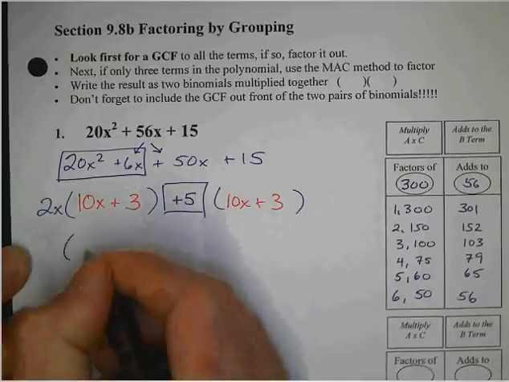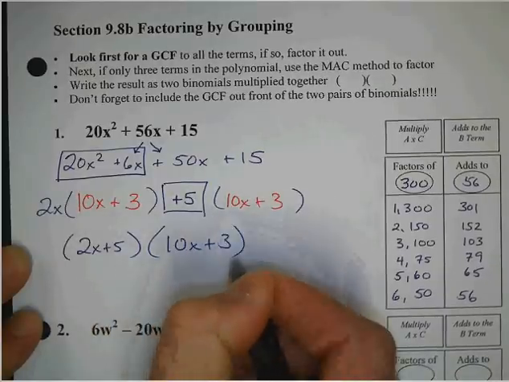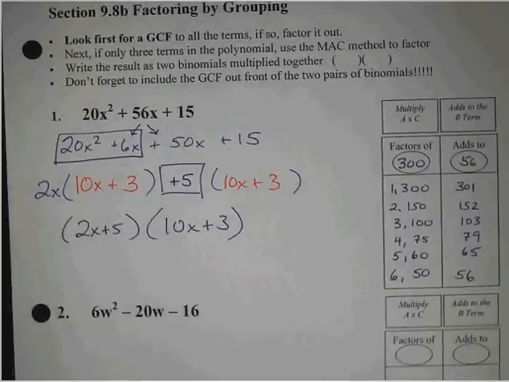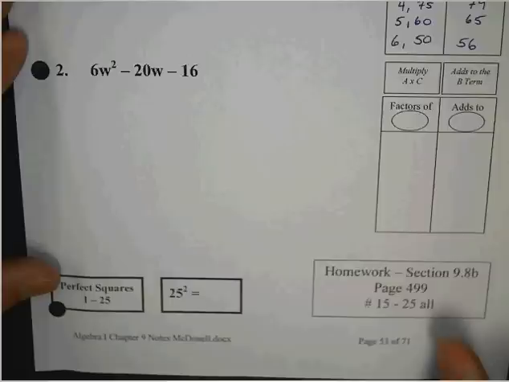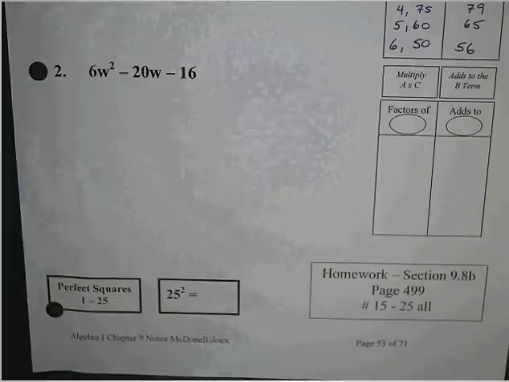So, very quickly we can write our answer. 2x plus 5, 10x plus 3. Boom. All right? Big numbers, but very doable. All right, slide down to number 2. Six times 16 is 96. It's a large number. Is there a GCF? Do you see one? All right, 2. So we put that 2 out front.